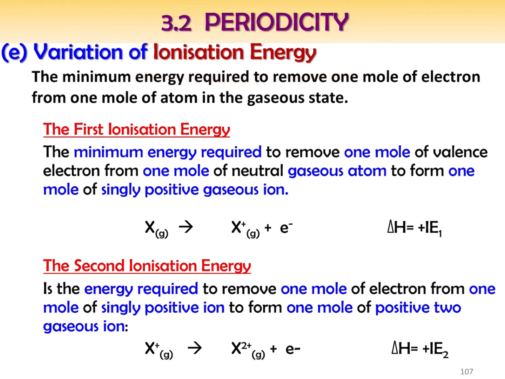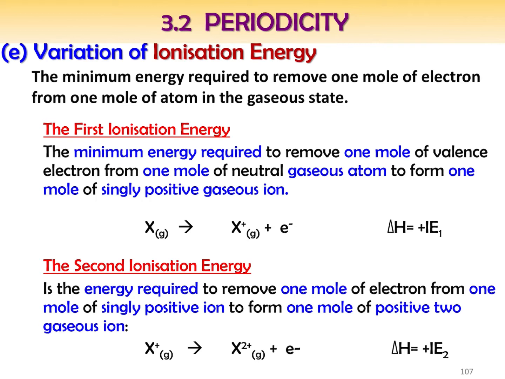So, ionization energy ni, it is the minimum energy required to remove 1 mole of electron from 1 mole of gaseous atom. Okay, so you akan hasilkan gaseous ion. Kalau dia cakap first IE, so means it is the first electron yang kita remove daripada atom ini. Okay, so you akan hasilkan X plus ion, single positive gaseous ion lah.